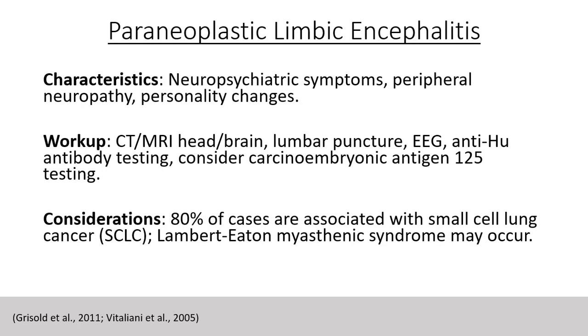Paraneoplastic limbic encephalitis is characterized by neuropsychiatric symptoms, peripheral neuropathy, and personality changes. The workup includes a CT or MRI of the head and brain, lumbar puncture, electroencephalogram, anti-Hu antibody testing, and it may be necessary to consider carcinoembryonic antigen 125 testing. 80% of these cases are associated with small cell lung cancer, and it's also important to note that Lambert-Eaton myasthenic syndrome may occur.